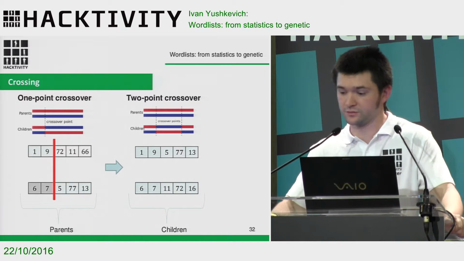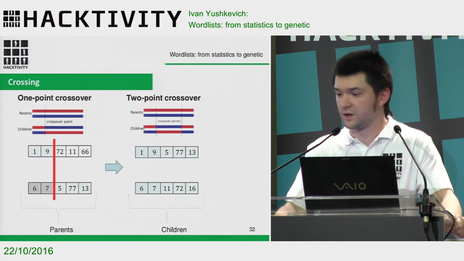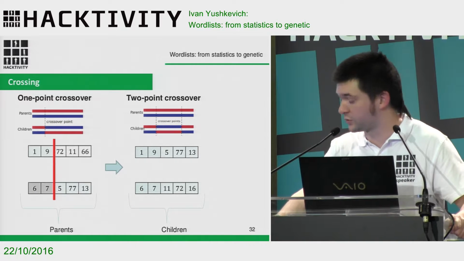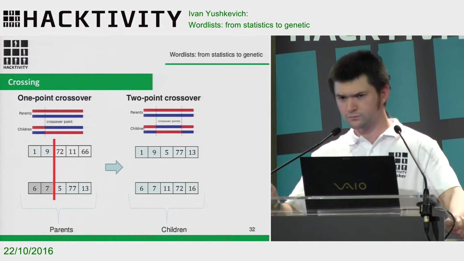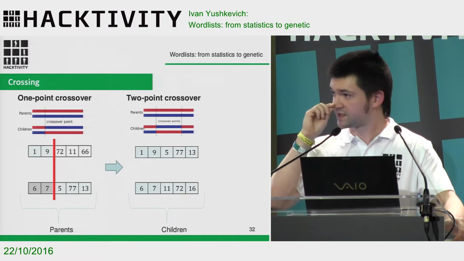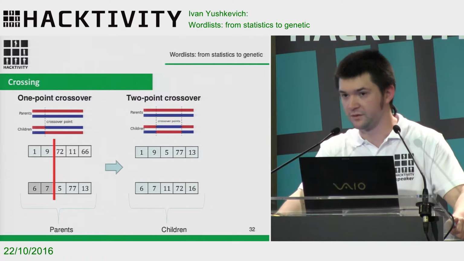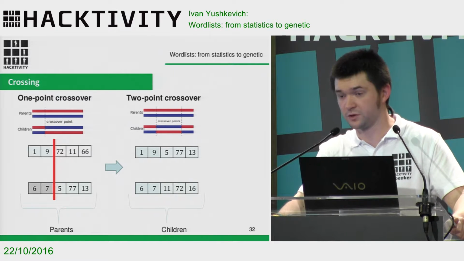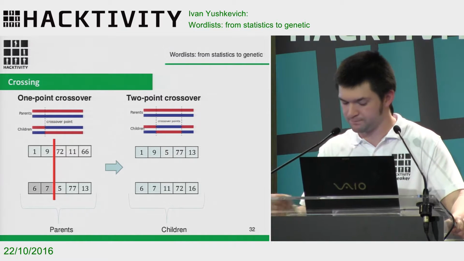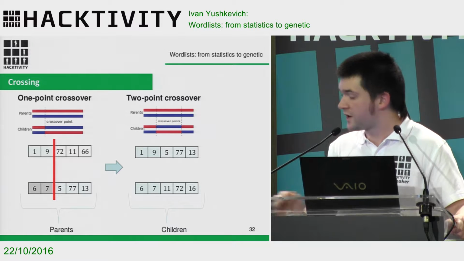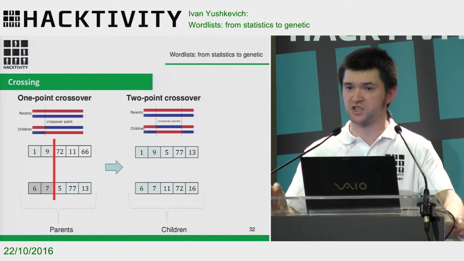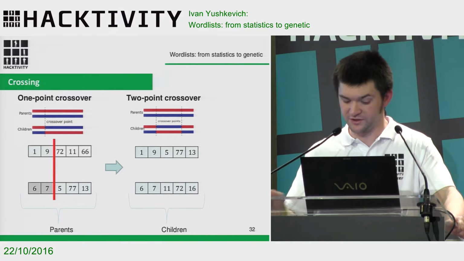Crossing. There are also some popular crossing schemes like 1-point crossover and 2-point crossover. So we select some border value. After that, chromosomes exchange their genes. It's important to say that the children must have genes from both parents, not only one, so they must be similar to both parents. There may also be another scheme where we randomly exchange a few genes between the parents to create children.